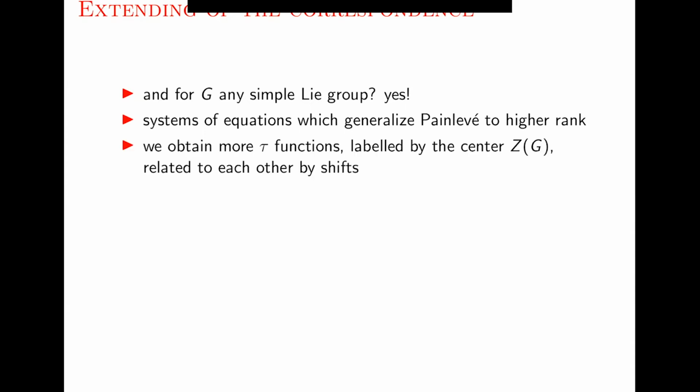There are multiple of these tau functions labeled by the center of the group, and they're related to each other by shifts. So there are certain shifts we can make in the tau functions. We'll see an example right now after this slide.